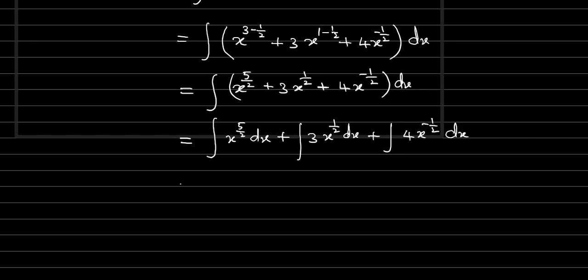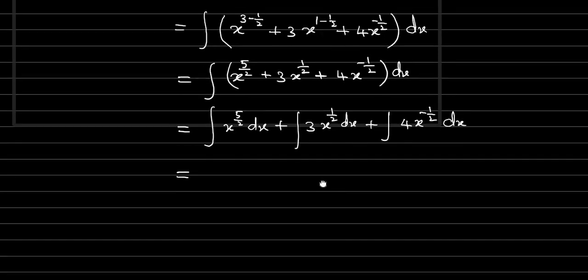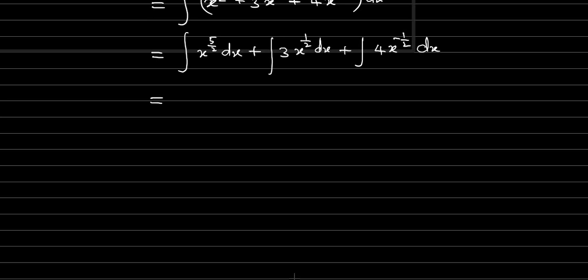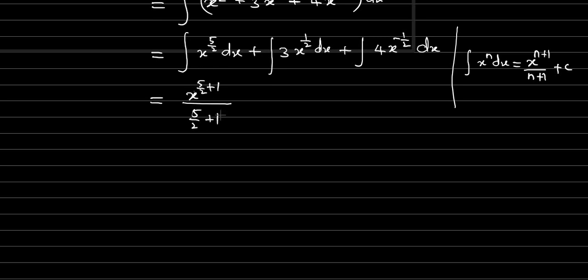Now using the x power n formula, we can proceed with the integration of each term. The x power n formula is what? I'll write it on the side. So integral x power n dx is, whatever we have for the power, add plus 1 to that: x power n plus 1 by n plus 1 plus c. So we have x power 5 by 2, right? So to that power add plus 1. Now the same power repeats in the denominator. That's all. First term integration over.